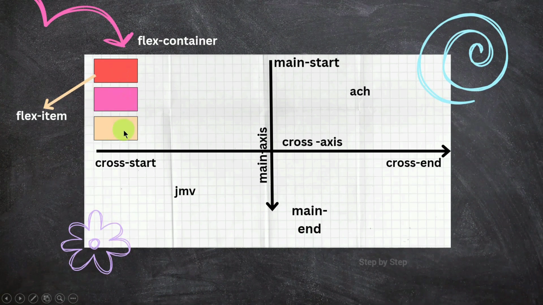When our flex item direction is column, then our align items will be horizontal and justify content will be vertical. Accordingly, these axis names will be changed. So in whichever direction our items are there, that direction axis will be the main axis and the opposite will be the cross axis.